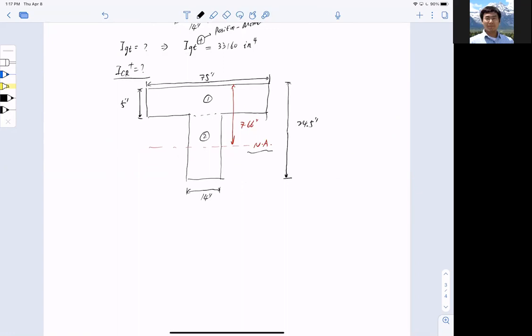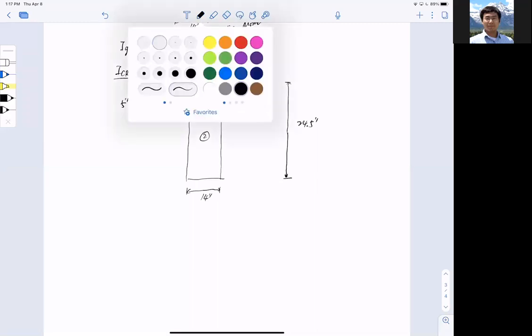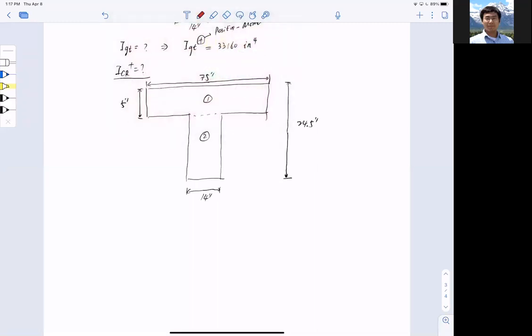Okay, and again, I'm using the positive sign here to find out cracking, right? First of all, I don't need the neutral axis here anymore because it's cracking, so the neutral axis naturally shifted. It's no longer the 7.66 inch. Instead, I find that the compressive zone should stay within the flange.